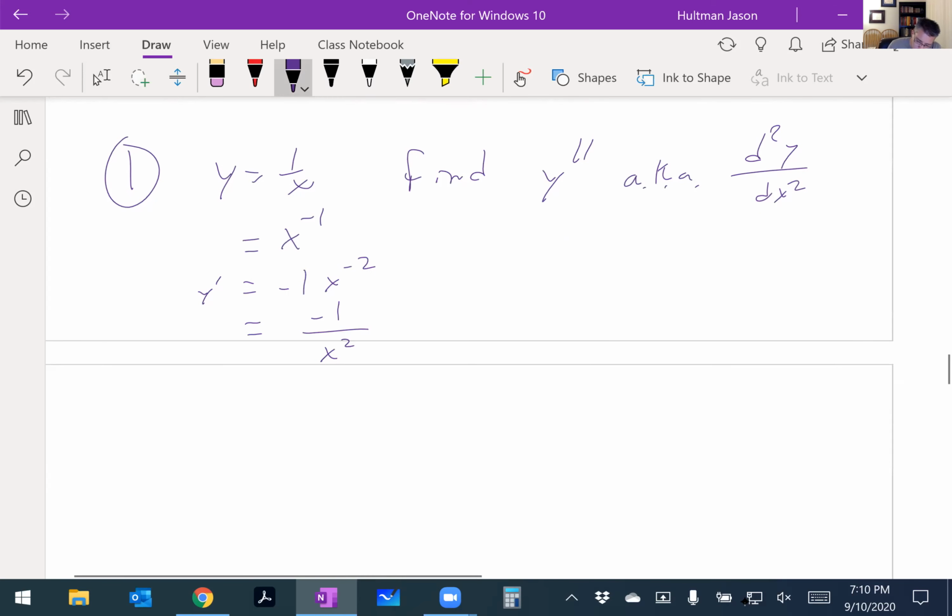Okay. So now I'm going to back up a step, and I'm going to look at this thing here, and take another derivative. Let's do the second derivative. So I'm going to take the negative 2 and multiply it by the negative 1, making it a positive 2. I'm going to take the negative 2 and go down another power to x to the negative third power. So this equals 2 over x cubed. And that is the second derivative.